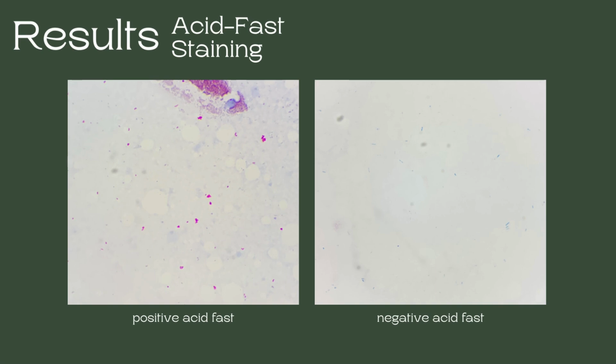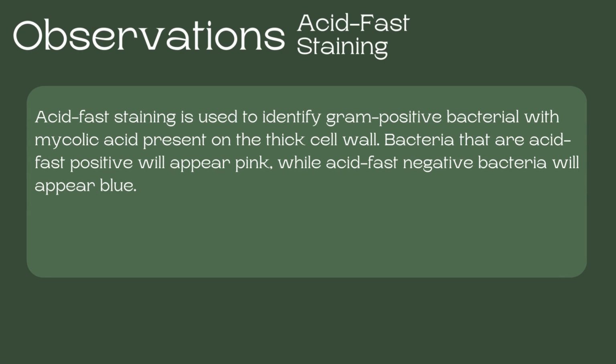These were our results for our acid-fast staining. We could see a positive acid-fast and a negative acid-fast. Acid-fast staining is used to identify gram-positive bacteria with mycolic acid present on the thick cell wall. Bacteria that are acid-fast positive will appear pink, while acid-fast negative bacteria will appear blue.